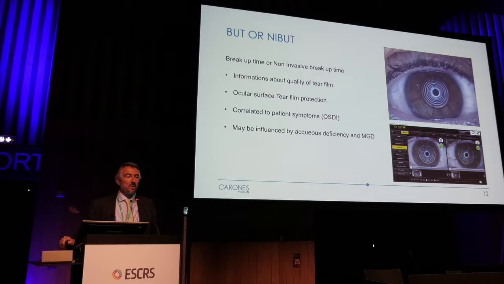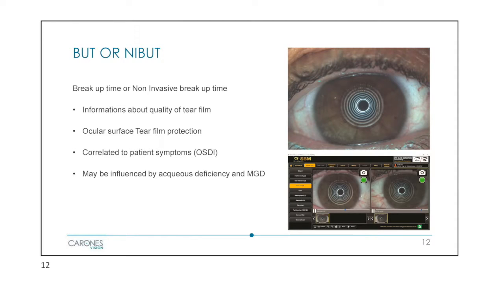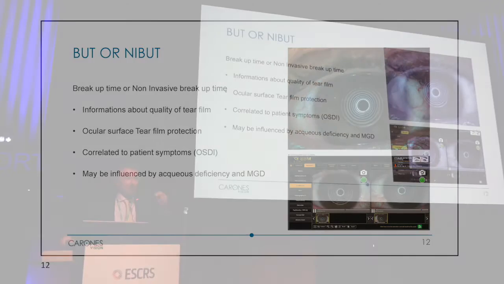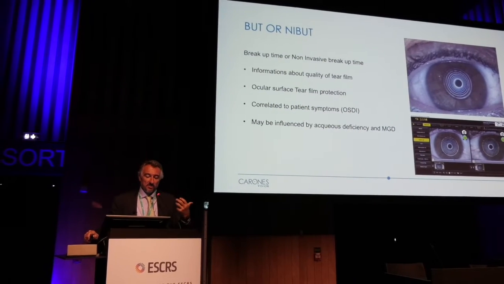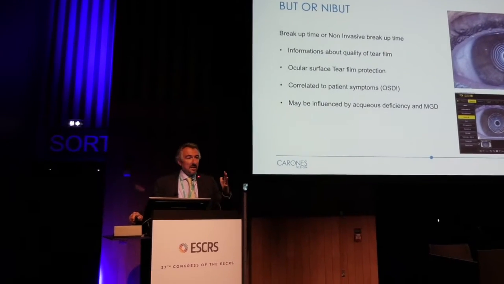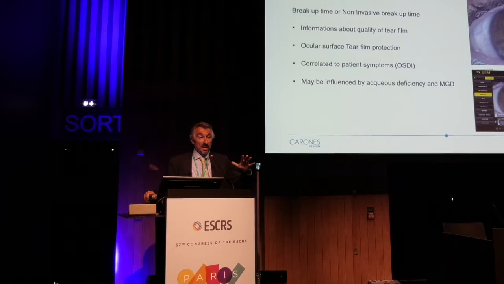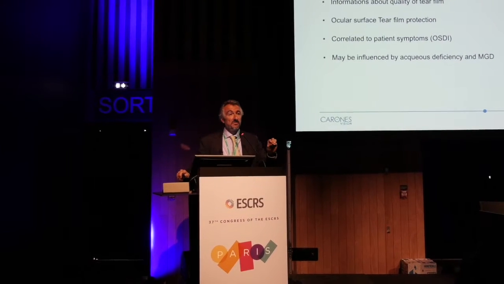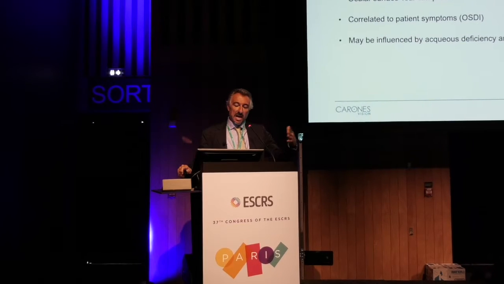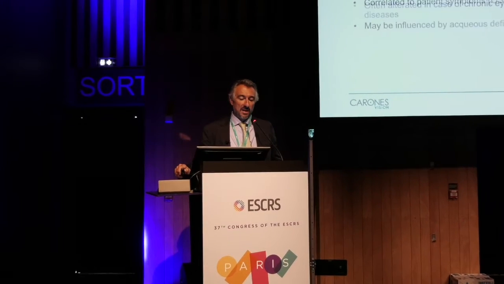The second exam that I think is very important is the non-invasive breakup time, because it gives you information about the quality of the tear film. You know that the longer the tear film remains on the corneal surface, the better it is to have a healthy ocular surface. So in the case of very low values, you can have very important symptoms in your patients, and of course a dry eye disease, but you don't know which kind of dry eye disease, because these values may be influenced both by aqueous deficiencies and meibomian gland dysfunction.